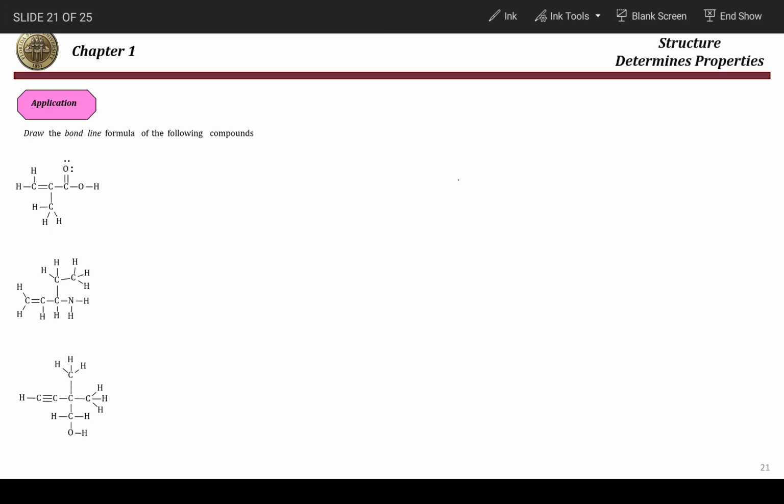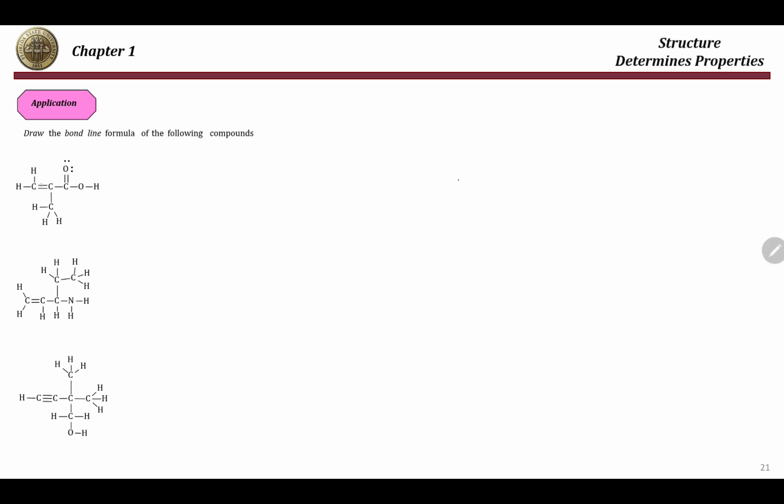Let's try to do these examples now. Again, choose the main chain. This should be the main chain. Of course, it doesn't contain the hydrogen. So I have 3 carbons and an OH. So I have 1, 2, 3, and an OH. Again, connect them by single bonds. We have a double bond between carbon number 1 and carbon number 2, so the double bond will go here.